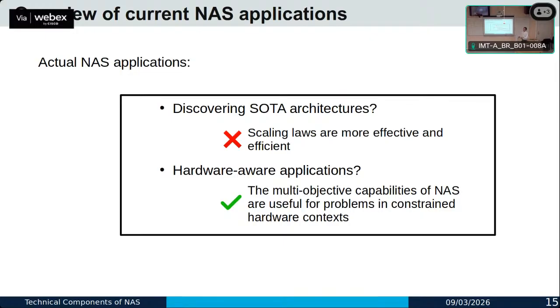Some actual NAS applications that could be seen in the real world nowadays are hardware-aware applications. And this is because neural architecture search can be exploited, and its multi-objective capabilities can be exploited to search, for instance, Pareto fronts in very hardware-constrained contexts.